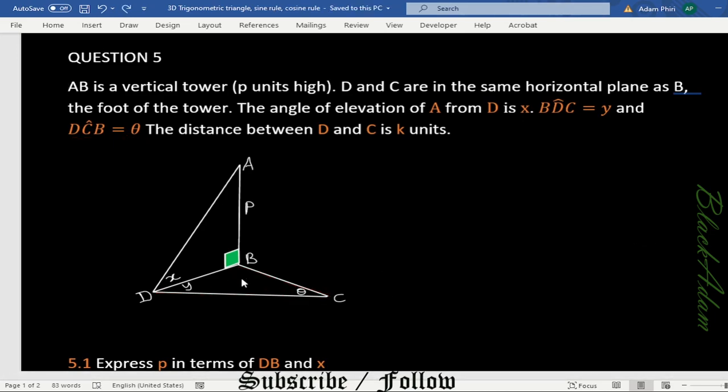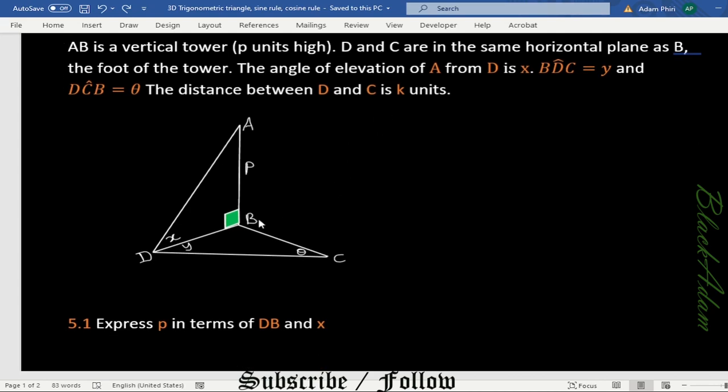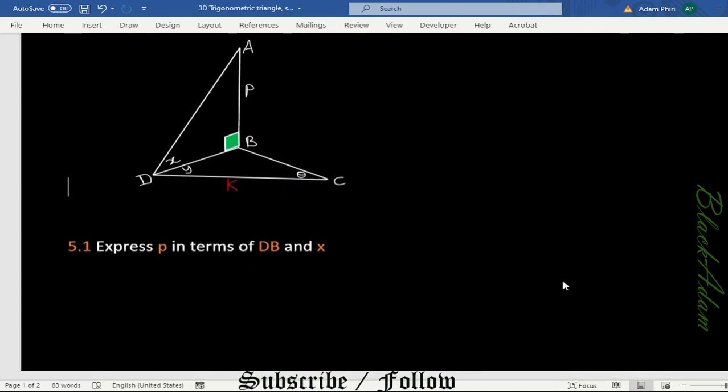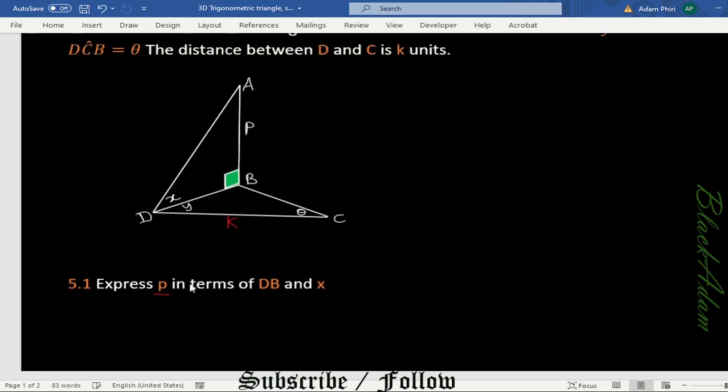And then next we have the distance DC, which is K, so DC is going to be K. And that's the information. Now we are required to express P in terms of dB and X.